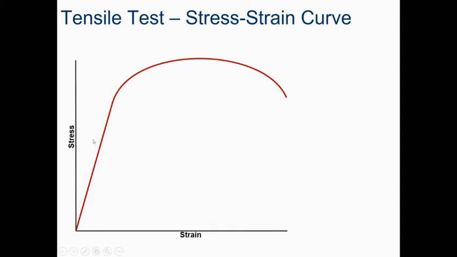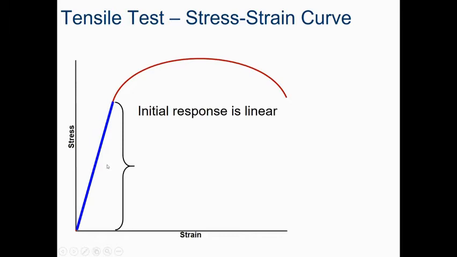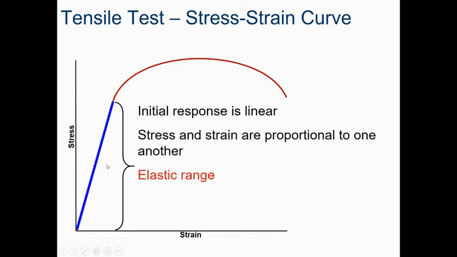You'll notice that this first part of this curve is a straight line, and that is what's called a linear response. If I apply a certain load, I should expect to get a certain amount of deformation. If I apply a certain amount of stress, I can expect to get a certain amount of strain. So that region is called the elastic range.